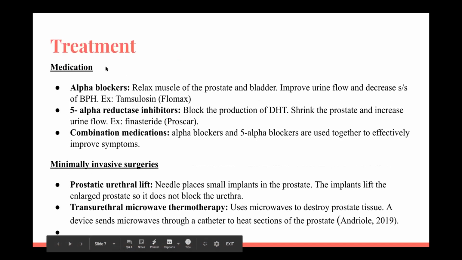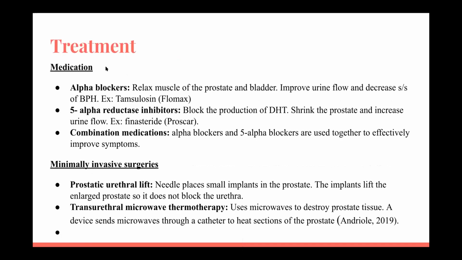Right, and then treatment. So medications are alpha blockers. This relaxes the muscle of the prostate and bladder and helps improve urine flow. An example is Flomax. And then 5 alpha reductase inhibitors block the production of DHT, which is the hormone that causes the enlargement, and then helps shrink the prostate and improve urine flow. An example is Proscar. And then combination medications are just those two combined. If one's not working, they can combine them to improve symptoms.